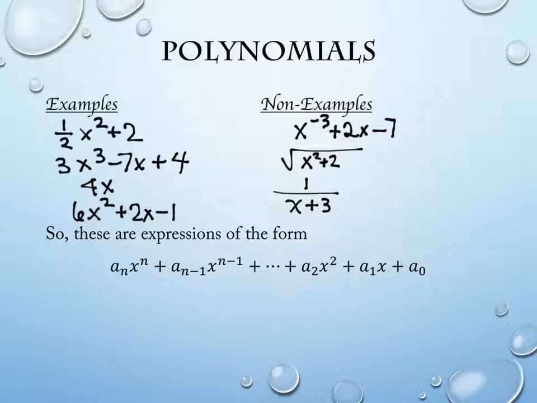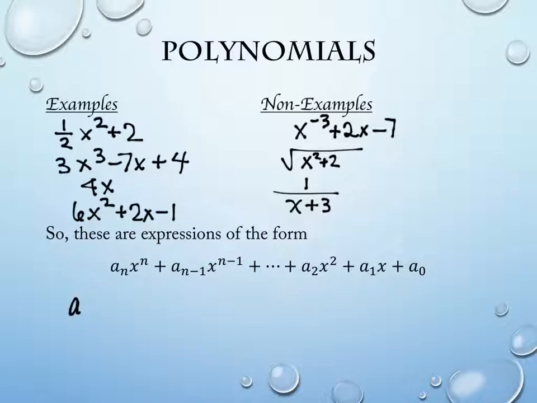So in particular, the expressions that count as polynomials are of the form, and this is super weird looking, but just jot it down. A sub n x to the n plus a sub n minus 1 x to the n minus 1 plus ... plus a2 x squared plus a1 x plus a0. Let me just tell you what all that means.